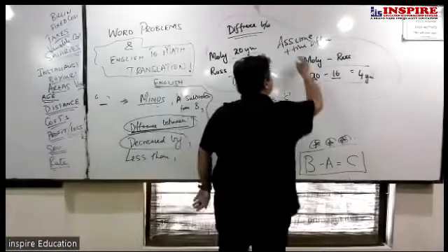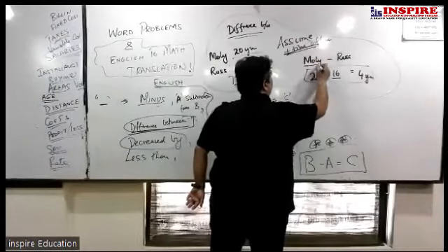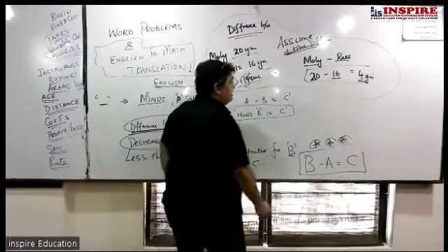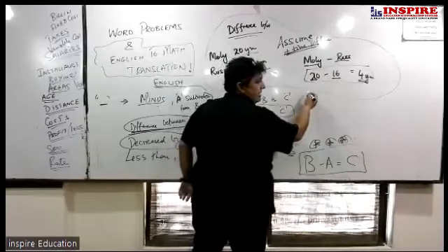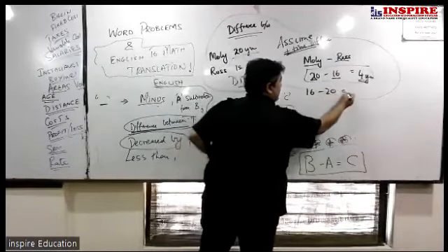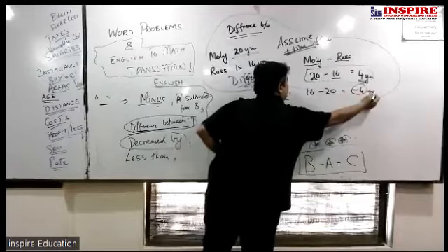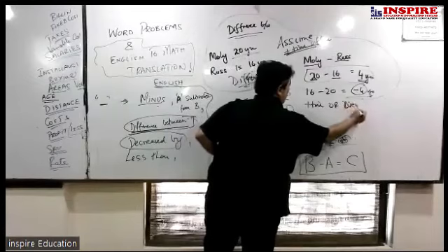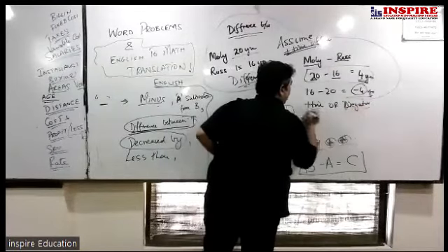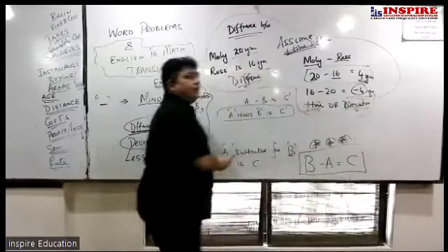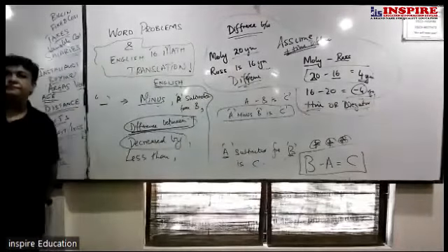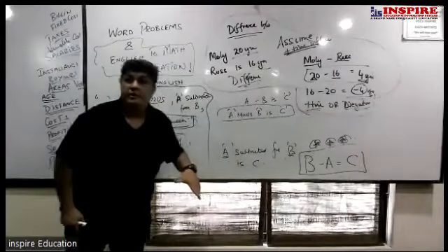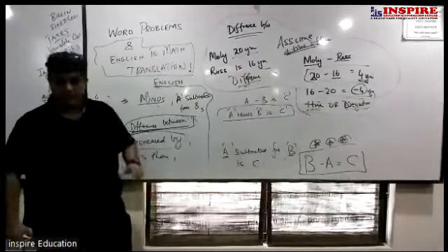The positive difference between Moby and Russ is 4 years. But there's a negative difference as well. 16 minus 20 is? So the difference can be positive or negative. It can be both. Is everybody with me? So no sleeping. Next.